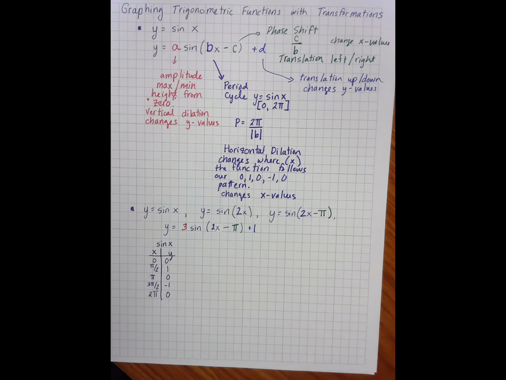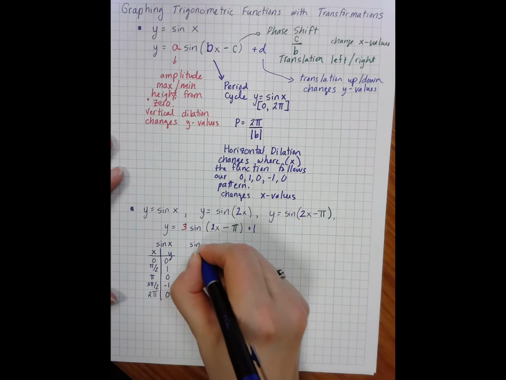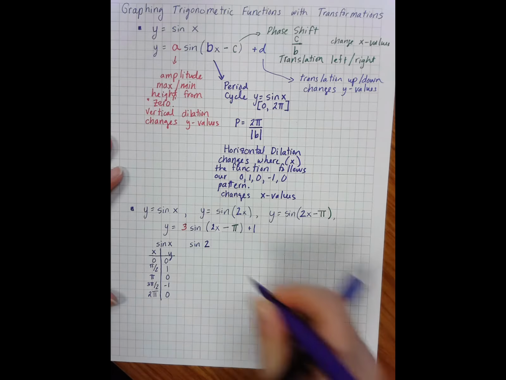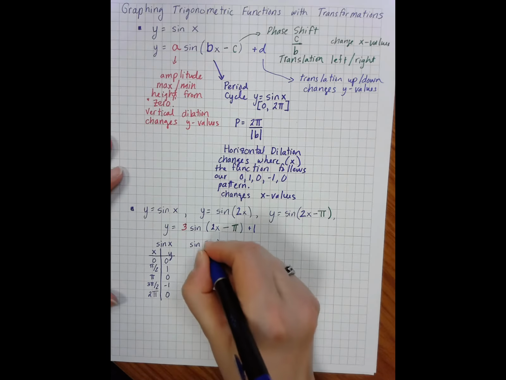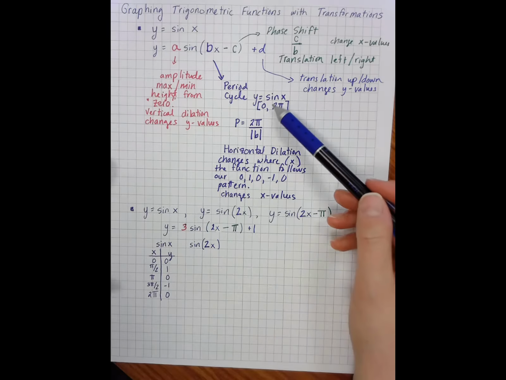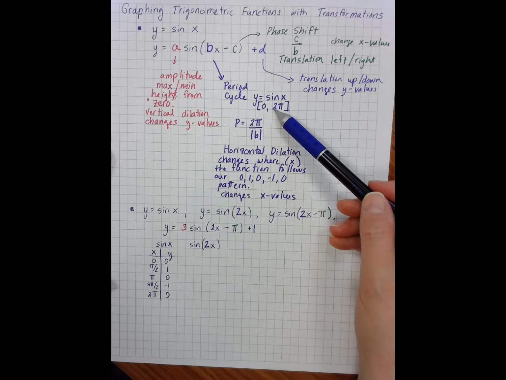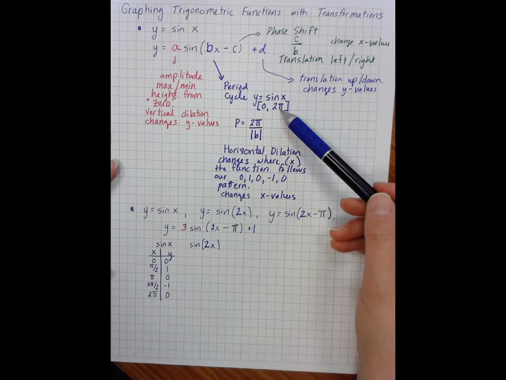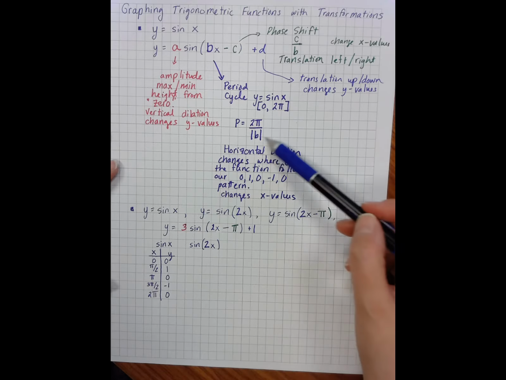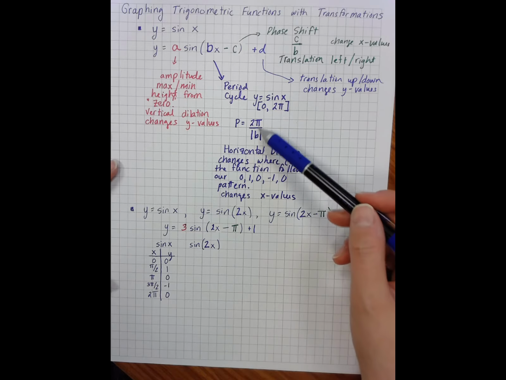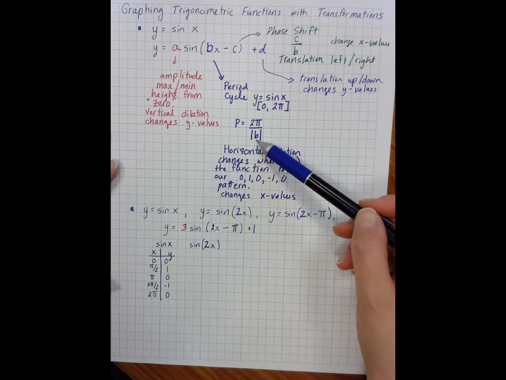So now I'm going to add another layer. I'm going to add the layer of sine 2x. Now the 2, remember, changes our period. So instead of our period being from 0 to 2 pi, I've got to actually use the number they gave me, 2 pi over the absolute value of b.